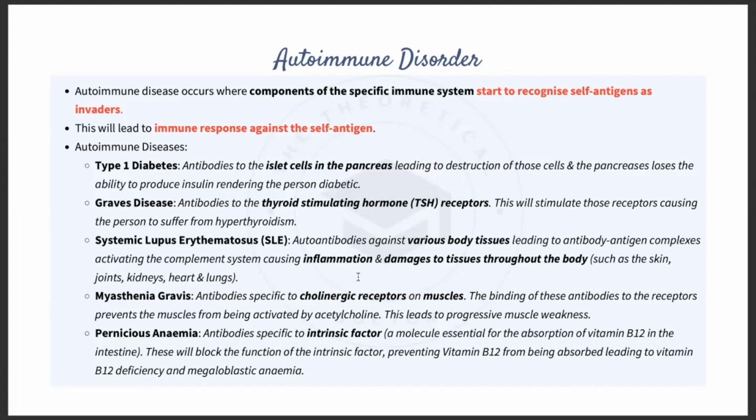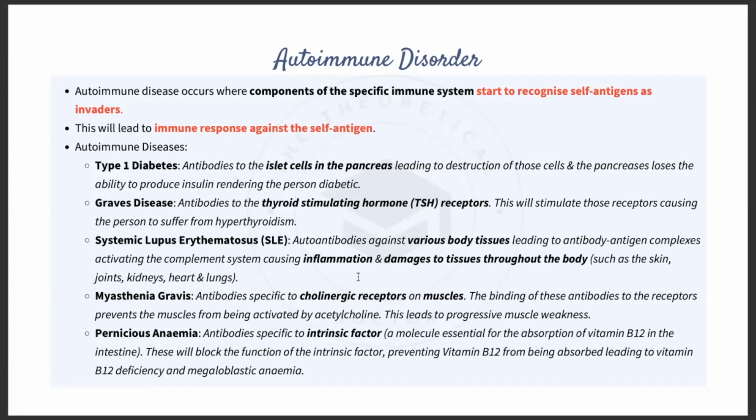Then you have SLE. It's when autoantibodies occur against various body tissues, not only one, which will lead to antibody-antigen complexes activating the complement system, causing inflammation and damage to tissues throughout the body, such as the skin, joints, kidneys, heart, and also the lungs.